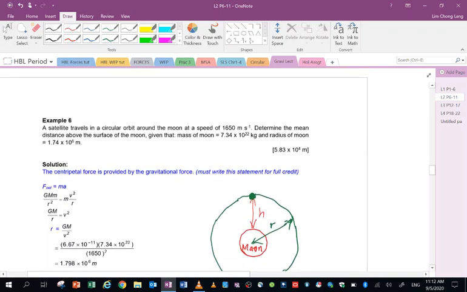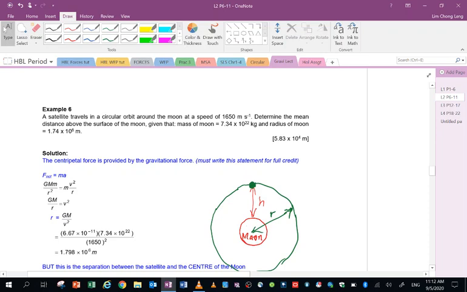Okay, example 6. A satellite travels in orbit around the Moon at a speed of 1650 meters per second. Determine the mean distance above the surface of the Moon. If you are asked to show this, then this statement is important; you have to write this statement. So basically we are trying to repeat what we have done just now.